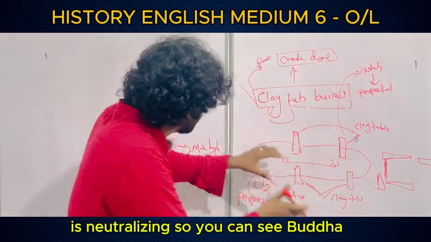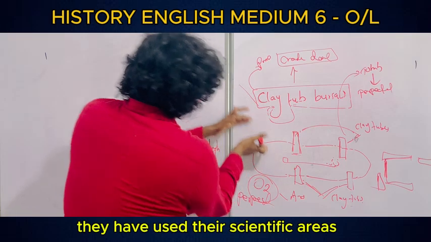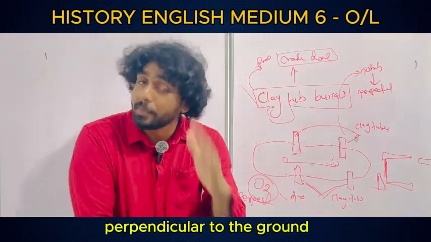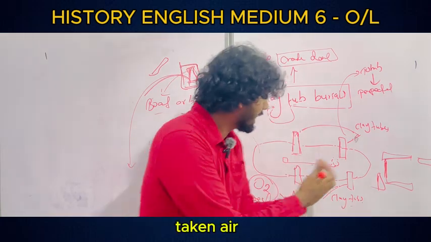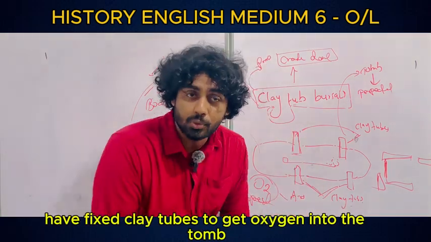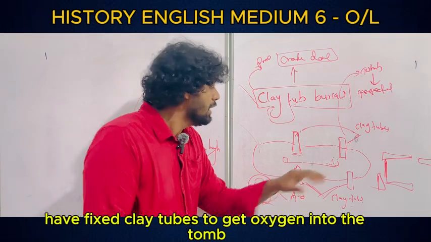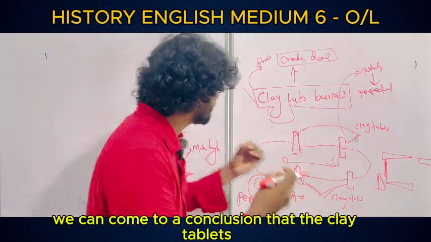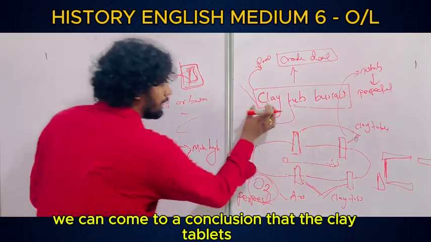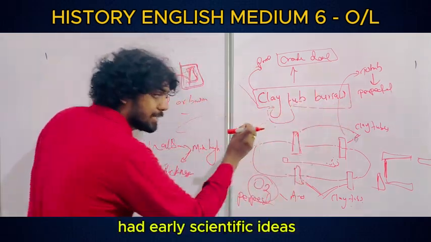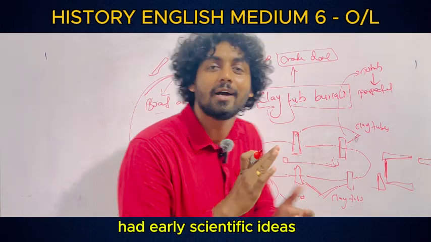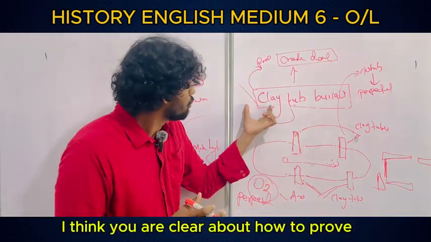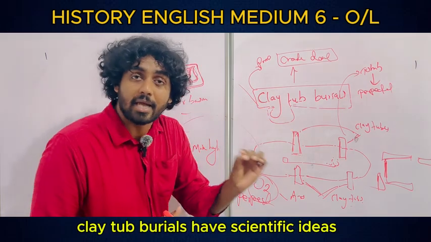So you can see that these clay tub burials used early scientific ideas. That is why they built walls perpendicular to the ground and fixed clay tubes to get oxygen into the tomb. So we can come to the conclusion that clay tub burials had early scientific ideas. I think you are clear about how to prove that clay tub burials have scientific ideas.